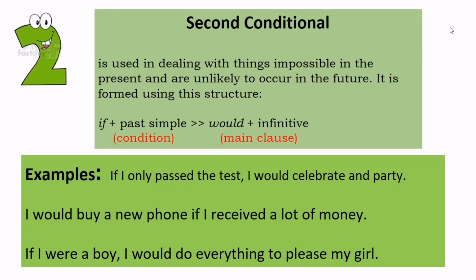If plus past simple, that is our condition, and our main clause is would plus infinitive. Examples: if I only passed the test, I would celebrate and party. Another one is I would buy a new phone if I received a lot of money. And the last one is if I were a boy, I would do everything to please my girl. Because it's kind of impossible for you to be a boy if you were a girl. So that's why we have to use this type of conditional.